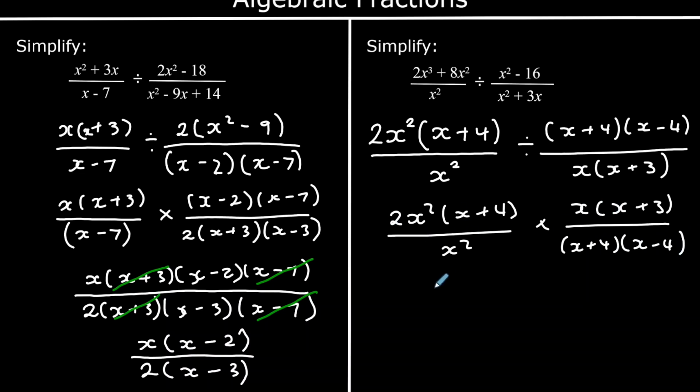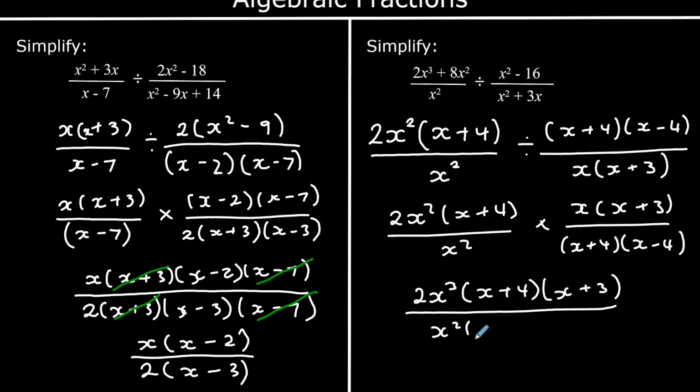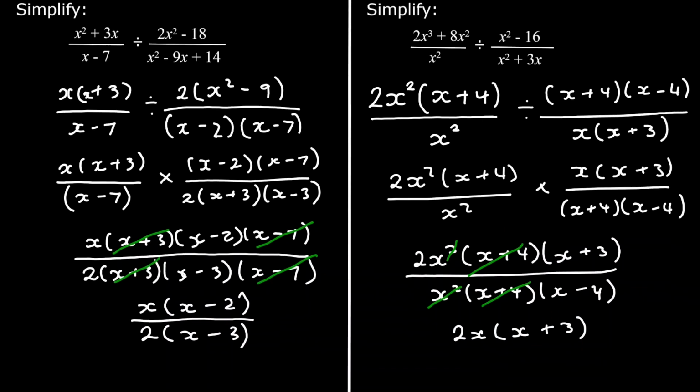So I'm going to have 2x cubed on top times x plus 4 times x plus 3, and x squared times x plus 4 times x minus 4 on the bottom. Simplify, so cancel out what's common to the top and the bottom. They've both got an x plus 4 and they've both got an x squared. So that leaves 2x times x plus 3 over x minus 4.